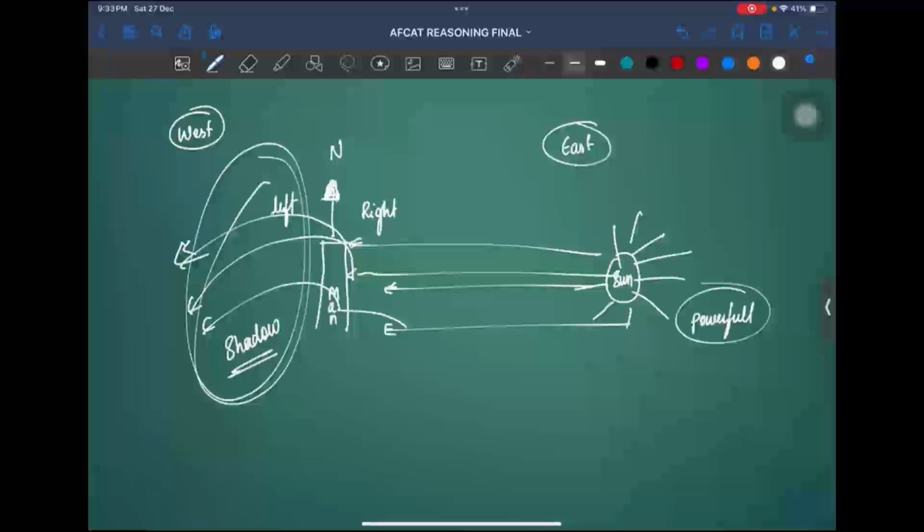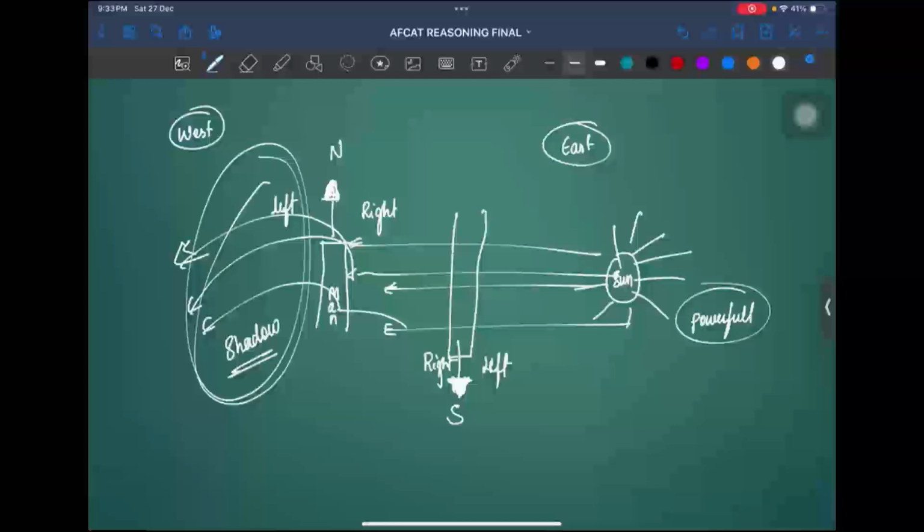In a similar way, if a person is standing towards south, again the right and left positions will change. So towards south, this will be the position of right, and this will be his position of left. Again, if the sun's rays come and hit the person, they cross the man and move on. So in which direction does the shadow fall, left or right? It will be the right side.